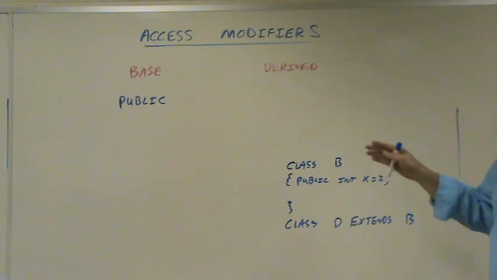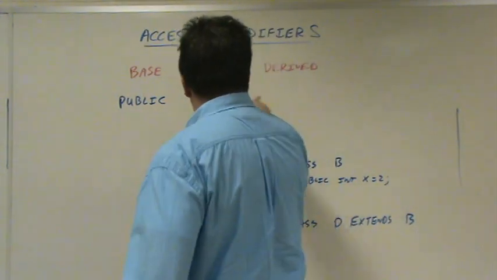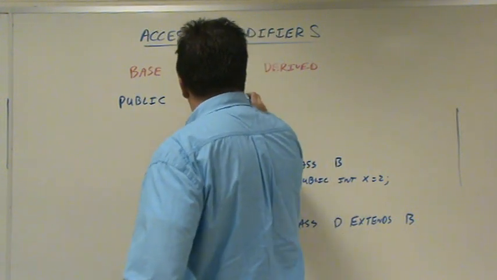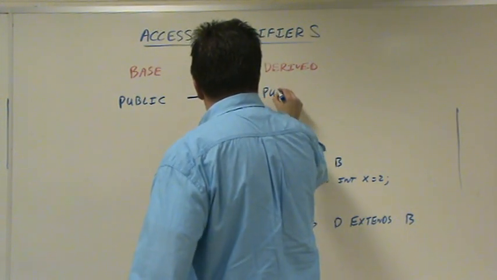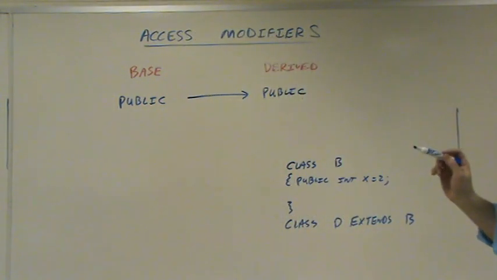Right, so if it was public in base, it becomes public in derived. So stuff that is public, I'm just going to draw a little chart here, stuff that is public becomes public in the derived class.